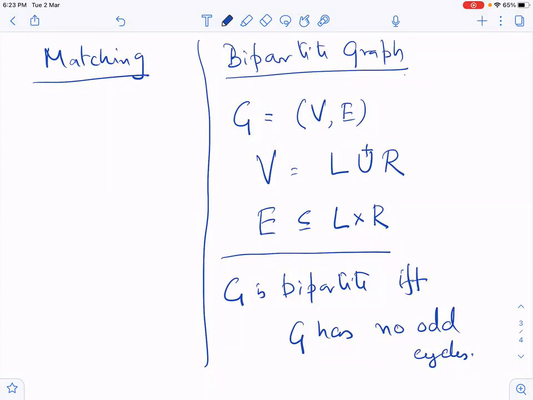Supriya Mondal, are you there? Yes, sir. Do you know what a matching is? Yes, number of non-adjacent edges.